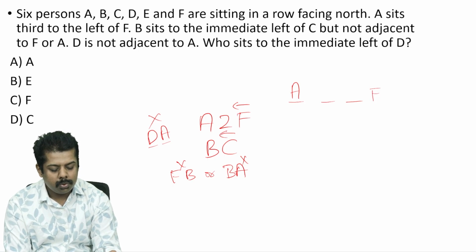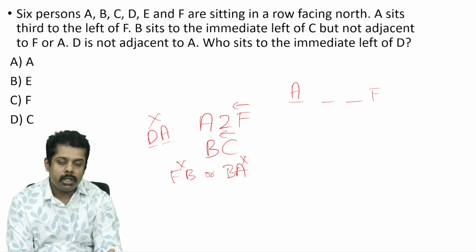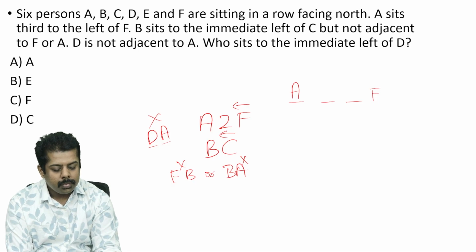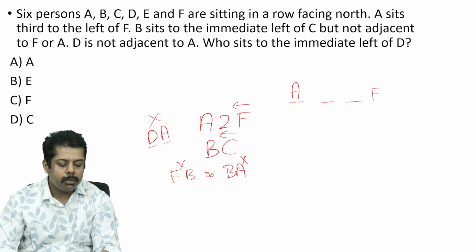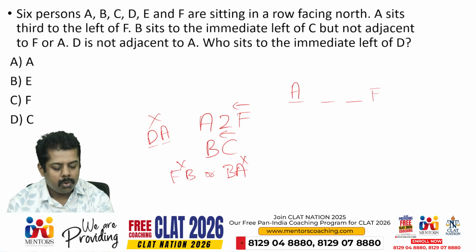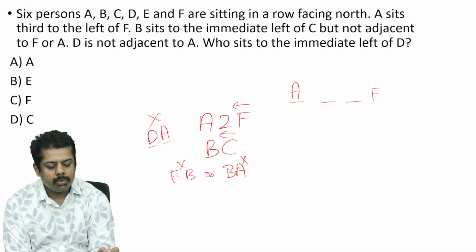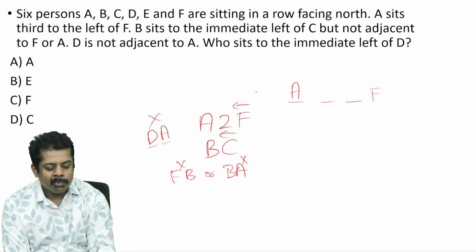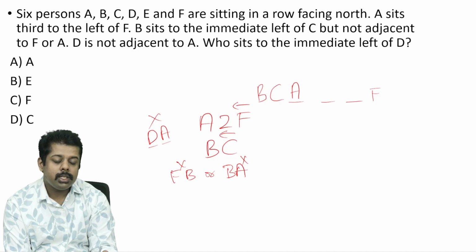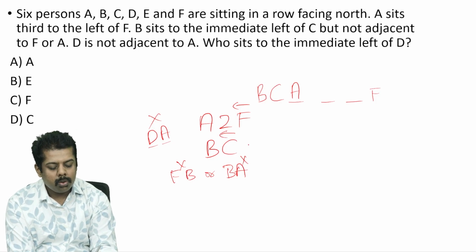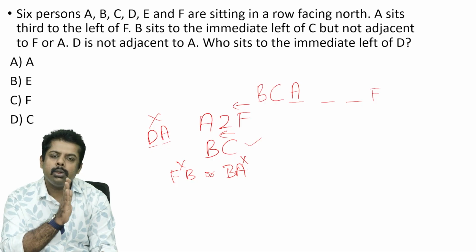Now moving to the next point. D and A are not together, not immediate neighbors. And B is not a neighbor of both A and F. And we have to fix a point that says C sits to the immediate left of B. Now to fix that, what is an option? What we can do here is try and fix B and C before it. We're just trying and fixing B and C there. These points are all okay, that is, B is sitting to the immediate left of C.